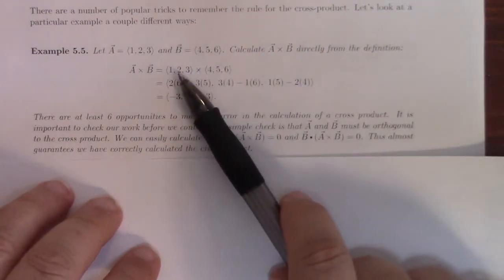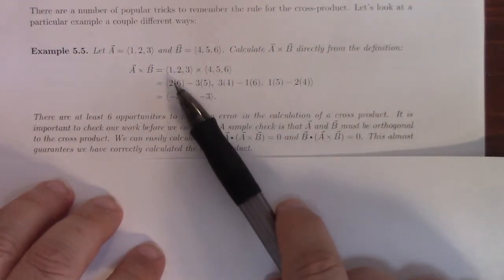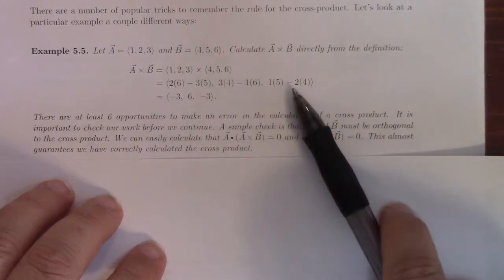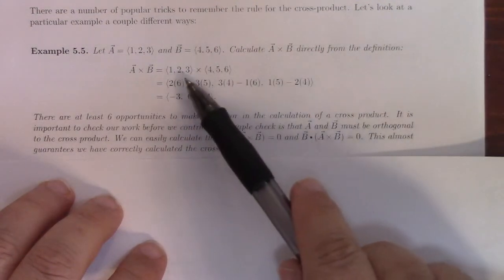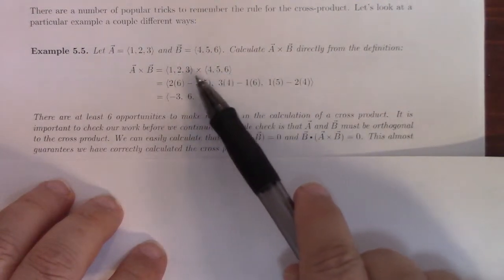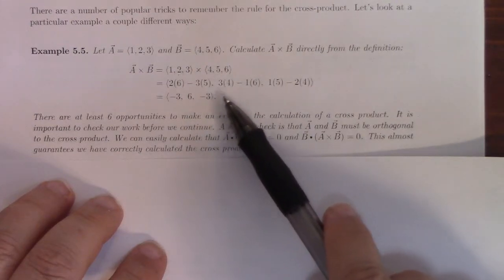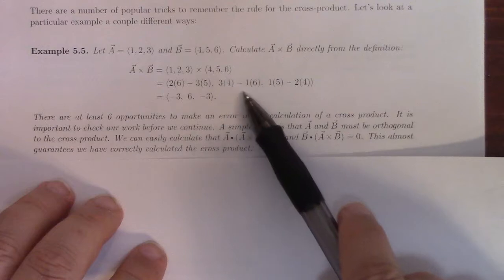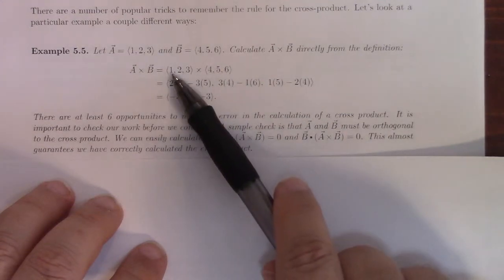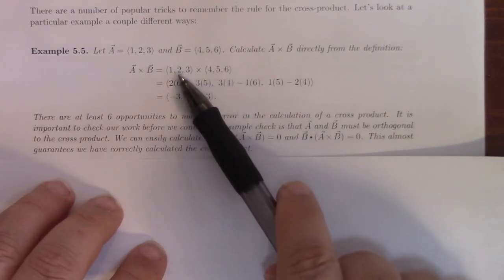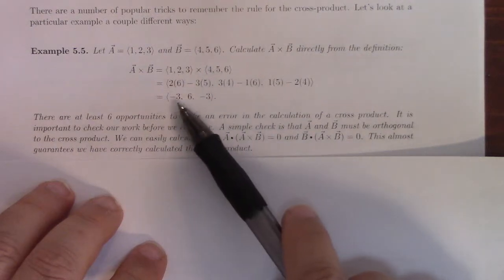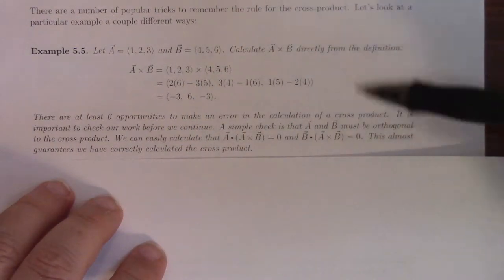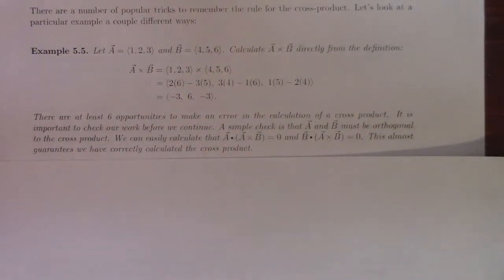All right, so 1, 2, 3 cross 4, 5, 6, I do, and I'm just using the definition. So 2 times 6 minus 3 times 5, 3 times 4 minus 1 times 6, 1 times 5 minus 2 times 4, and I get minus 3, 6, minus 3. So as I say, there's 6 opportunities to make an error, at least.